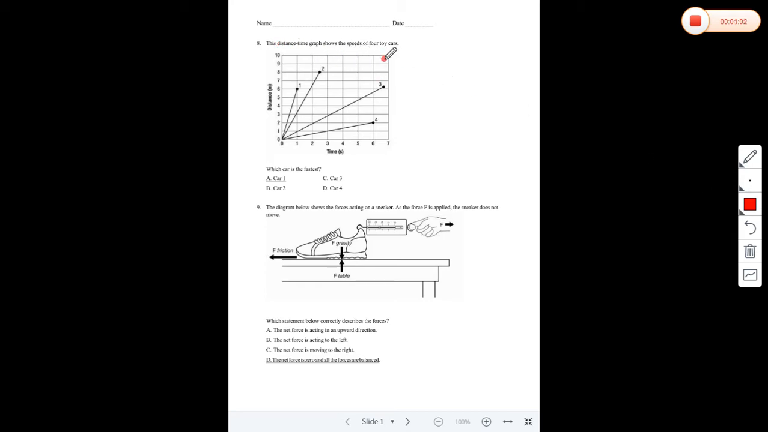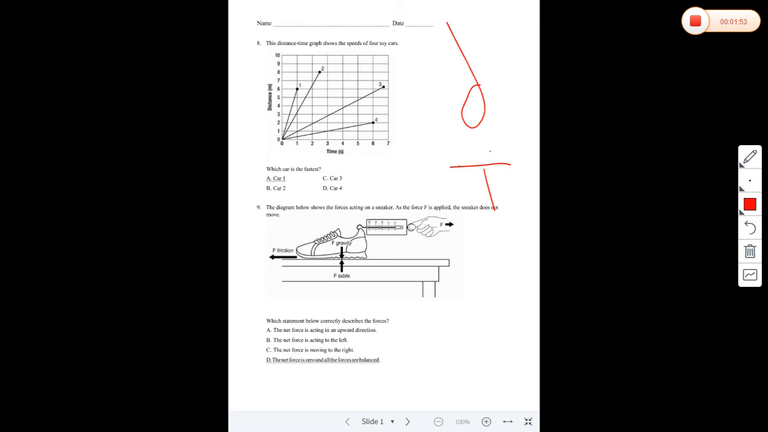In this diagram, we represent a distance and time graph. D and T are physical quantities. They describe the speed. Okay, what is the question? This distance time graph shows the speeds of 4 toy cars. We have 4 toy cars.